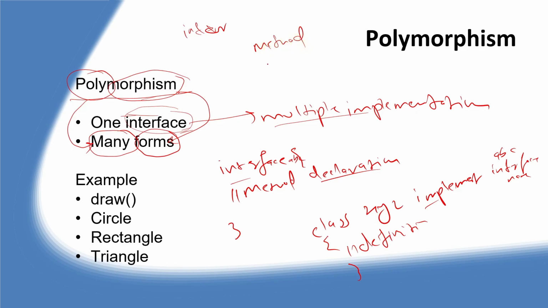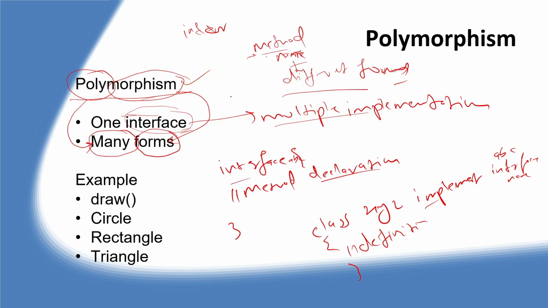Think of methods, which we know. We will have different forms of a method. There will be one method name, but different forms. One method, different forms, many forms, that is polymorphism.